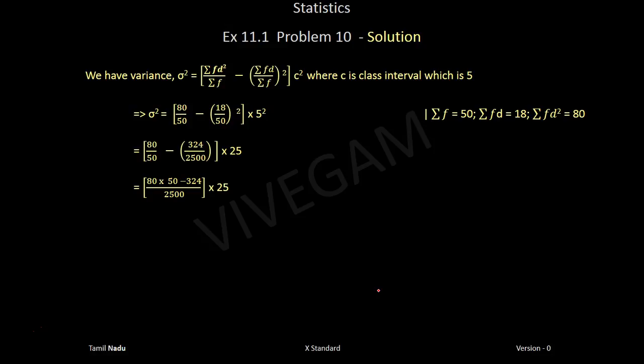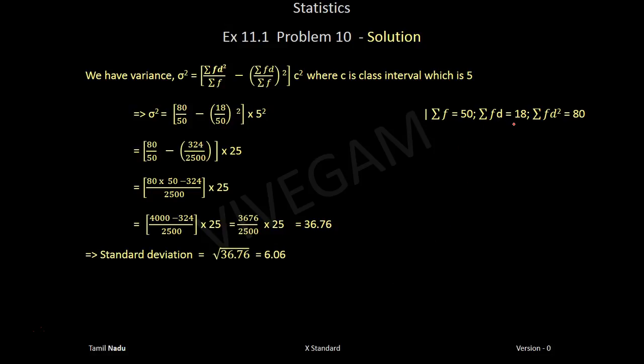We are applying the formula and we have all the values here. Sigma f is 50, sigma fd is 18, sigma fd square is 80. Substituting, sigma fd square is 80 over sigma f which is 50, minus sigma fd which is 18 over sigma f which is 50, squared, into c square. C is 5, so that becomes 5 square. Now you simplify. This is 80 by 50. This will be 18 square, 324. 50 square is 2500, so you take the LCM of 2500. 50 will go 50 times, so 50 into 80 is 4000, and this comes as it is. So this is 4000 minus 324 divided by 2500. And 5 square becomes 25. When you subtract, this becomes 3676 divided by 2500 into 25. 25 will go here 100 times.